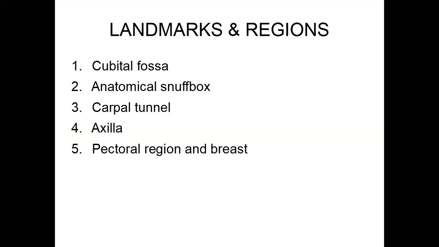All right. So you have to try and bring back your memory on that. So for the landmarks, we have these ones: the cubital fossa, the anatomical snuff box, the carpal tunnel, the axilla, and the pectoral region. So for the axilla and pectoral regions, those are basically regions. Then the first three are the landmarks that I'll be looking at.